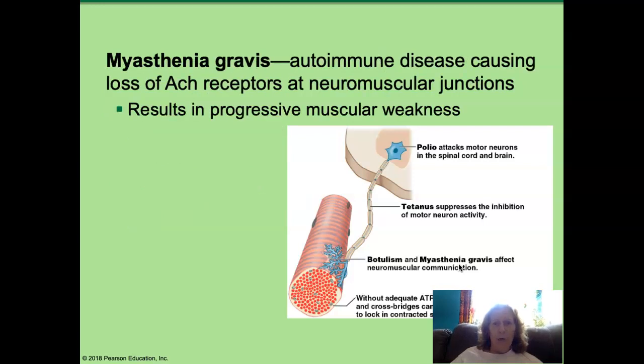Myasthenia gravis is an autoimmune disease that causes the decline of the acetylcholine receptor. So no matter how much acetylcholine you have, if it does not bind to the receptor because there's no receptor, there will be no muscle contraction. So this is progressive muscle weakness.